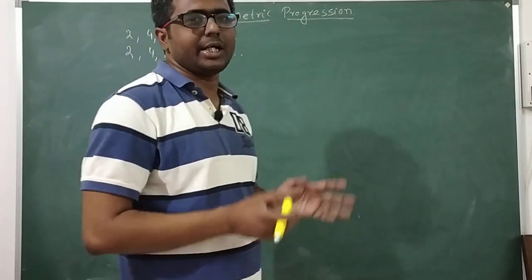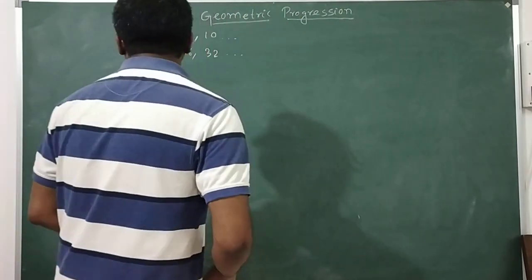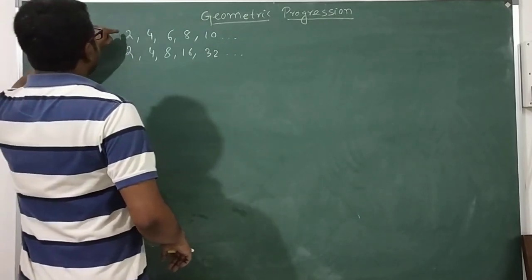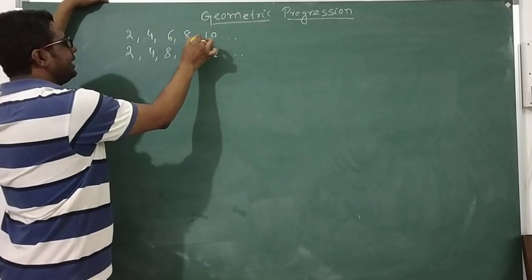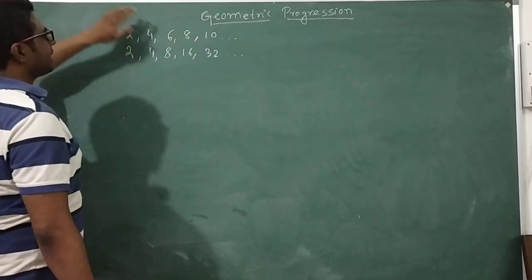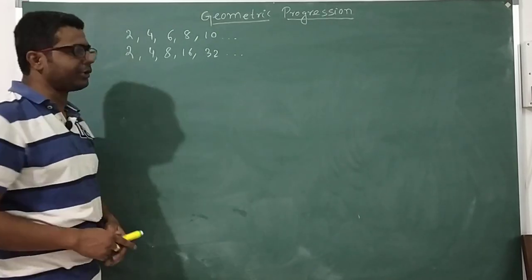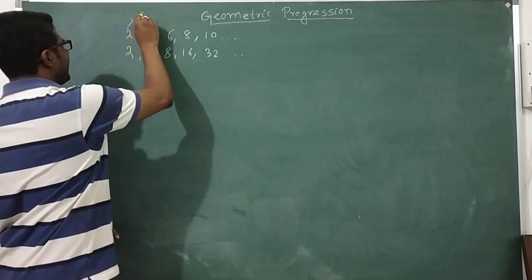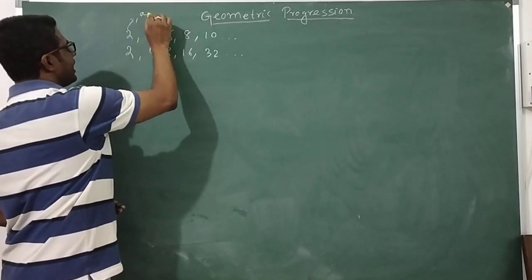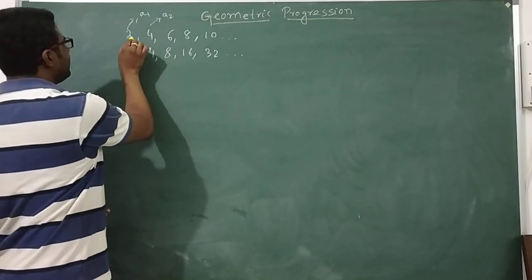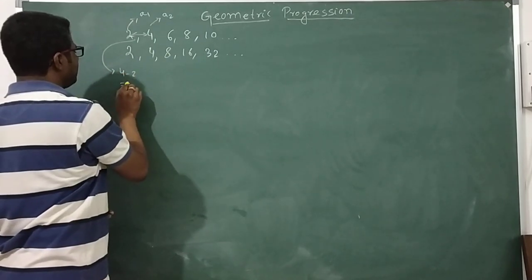So let us go directly into the topic, skipping all these side remarks that I always make. See, if you see these two series over here, one is 2, 4, 6, 8, 10. What kind of series is this? First of all we will check whether it is AP or not. The first term is A1, that is 2. The second term is A2. I will find the difference between these two, and I get 4 minus 2 is equal to 2.